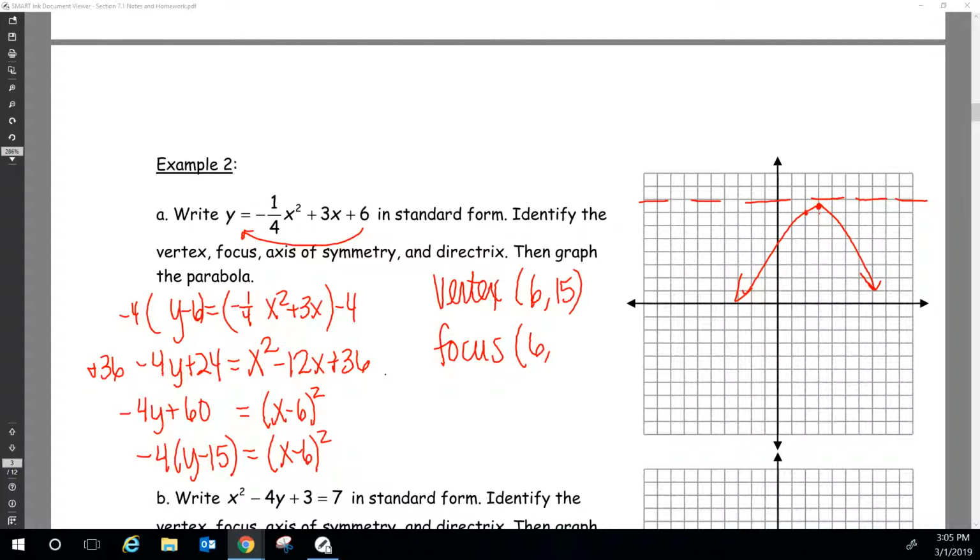Our focus is 1 less than 15, so that would be 6, 14. Our directrix is 1 higher, so we're going through the y-axis at 1 more than 15, which is at 16. And our axis of symmetry that cuts this parabola in half is x is equal to 6.